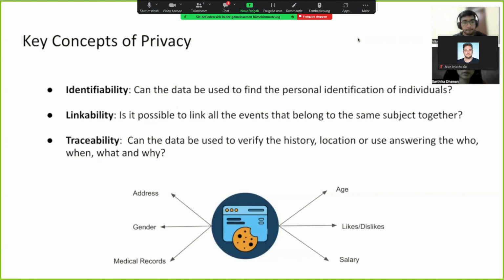First is identifiability. It refers to the extent to which an individual can be identified from a set of data. So if a set of data can be directly linked to an individual, then that data is known as identifiable. Second one is linkability.